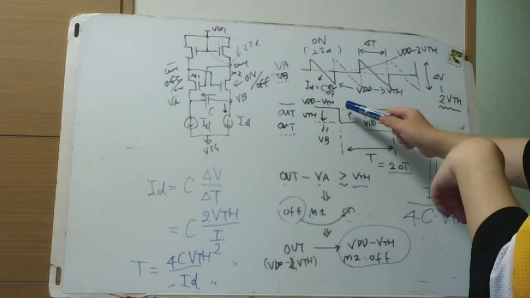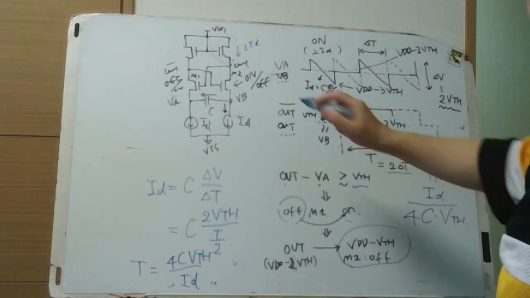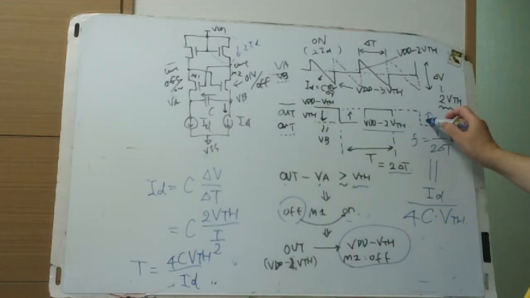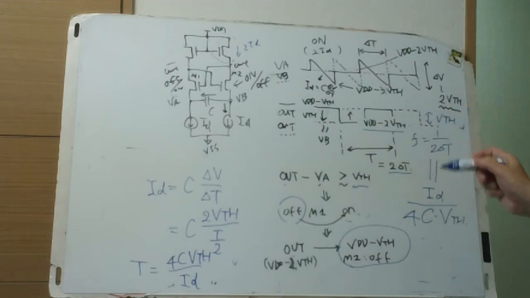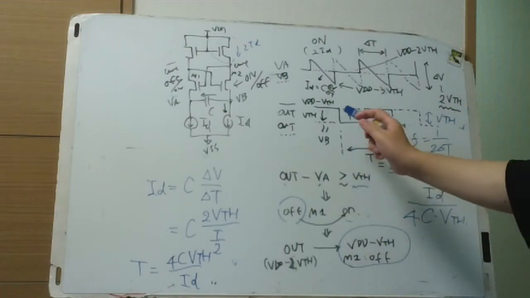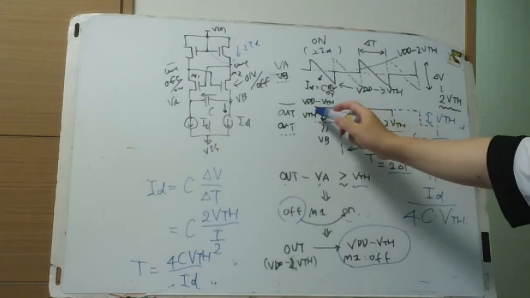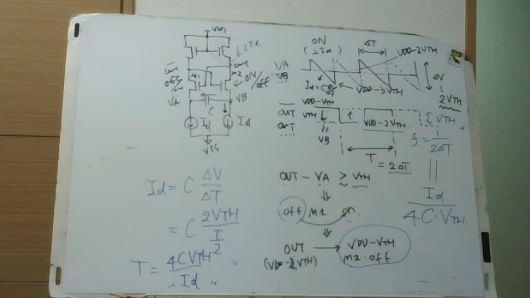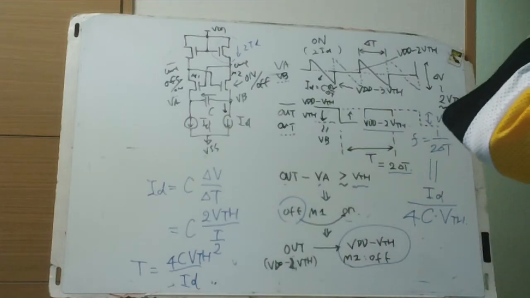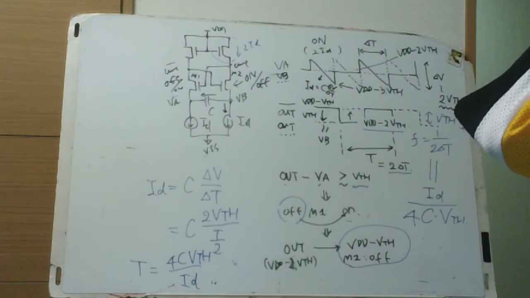At 2 VTH peak, the output swing is VTH, from VDD minus 2 VTH to VDD minus VTH. Off point, on point. And that's all.